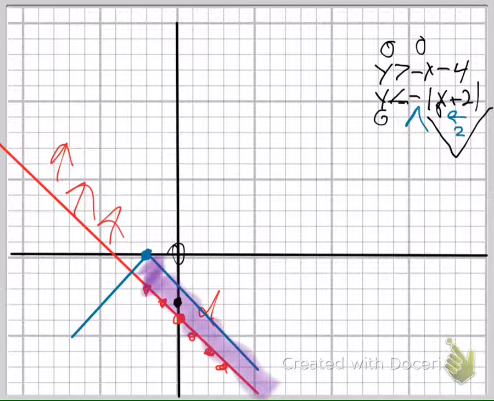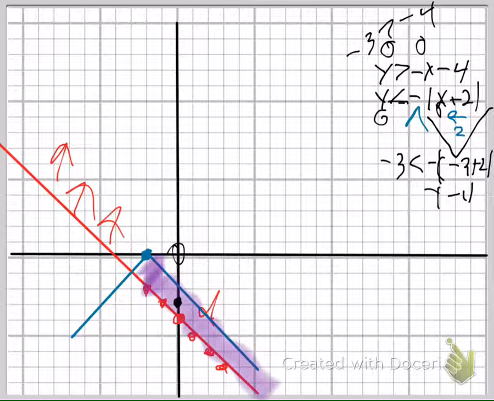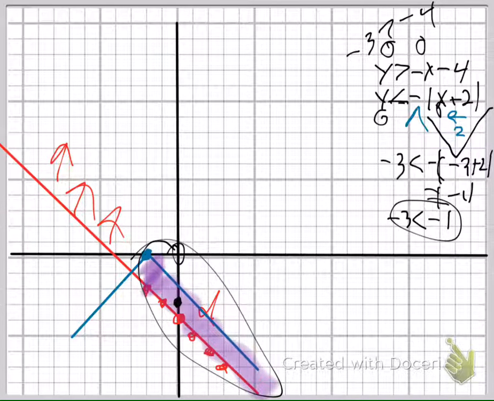For both of them to be true, I'd want to pick a point like right there, which is -3, 0. So -3 is greater than -4, true. -3 is less than negative absolute value of -3 plus 2, absolute value of -1, or -1. So I have -3 is less than -1. That's true as well. So that area right there, that purple area, that's where both of these are going to be true. Oh, and I need to dot the line because it is less than and not less than or equal to.